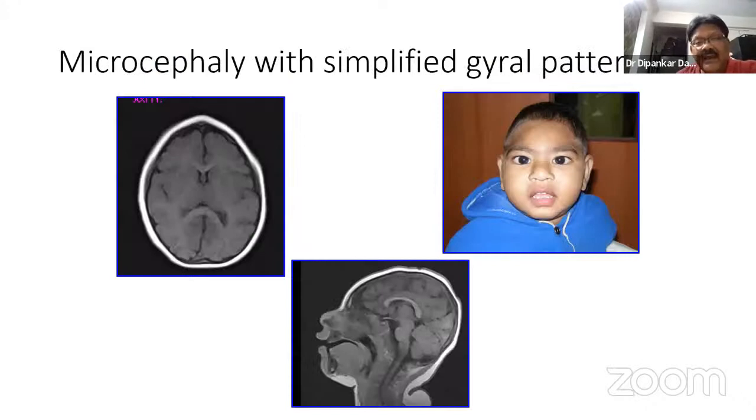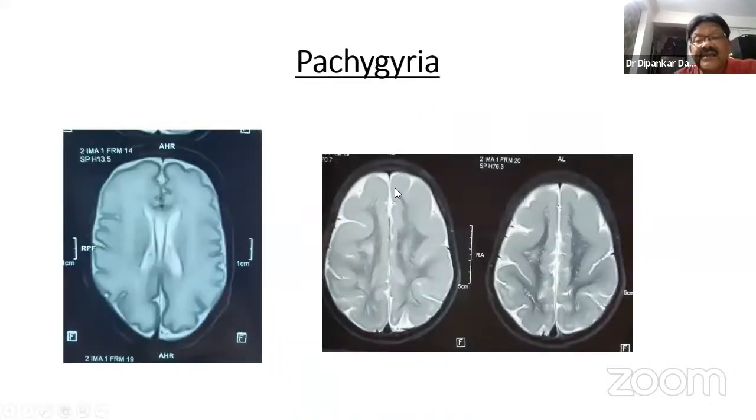Coming to microcephaly, as opposed to the large head, there is a simplified gyral pattern. One should not mistake this for pachygyria, because in pachygyria there is thickening of the cortex. But in microcephaly, it's a simplified gyral pattern. Only the sulcation is reduced, but the cortical thickness is preserved. So this is pachygyria, this one, and this is the simplified gyral pattern.